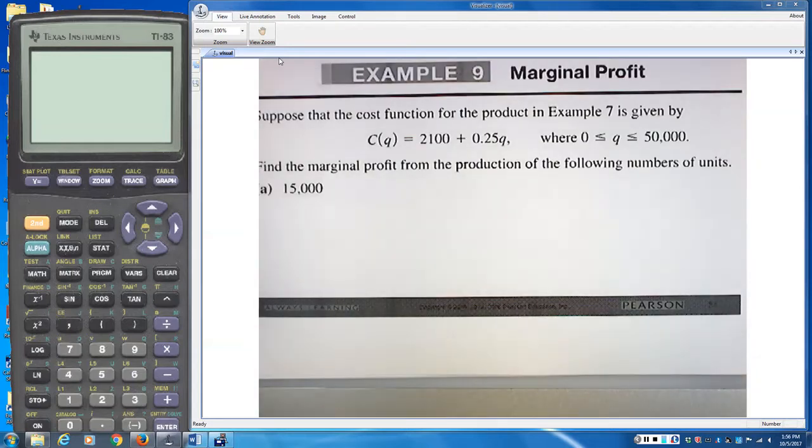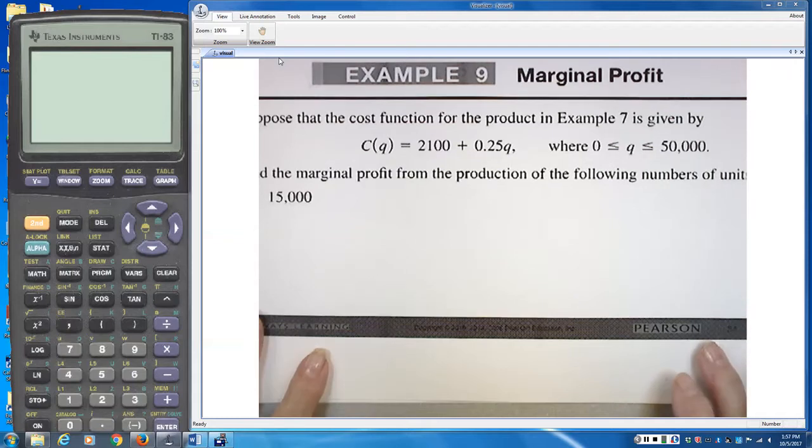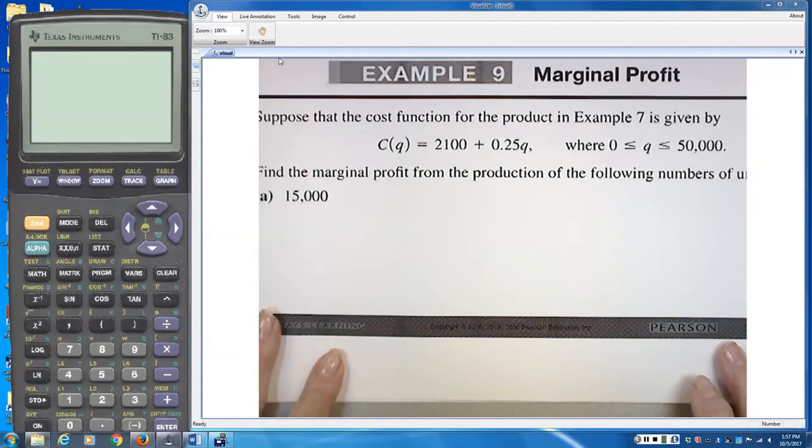So let's look at example 9. And this is the same one that's in the book. So we're talking now about a cost function, and again, this is the same cost function that we had in example 7. The cost function C of Q is given as C of Q equals 2100, there's your fixed cost, plus 0.25Q, which is your marginal cost.